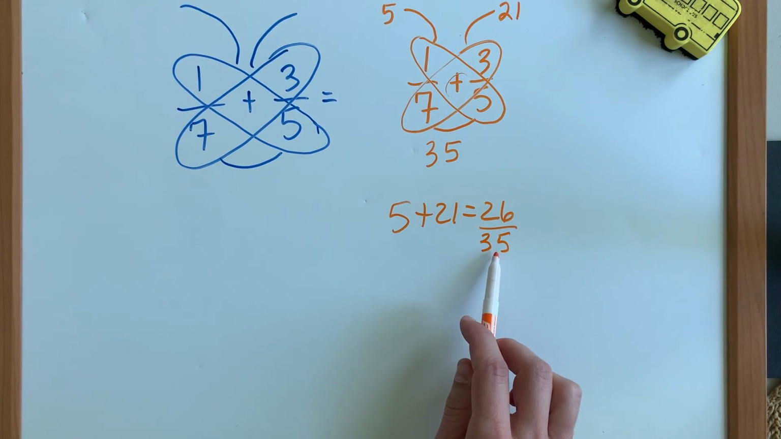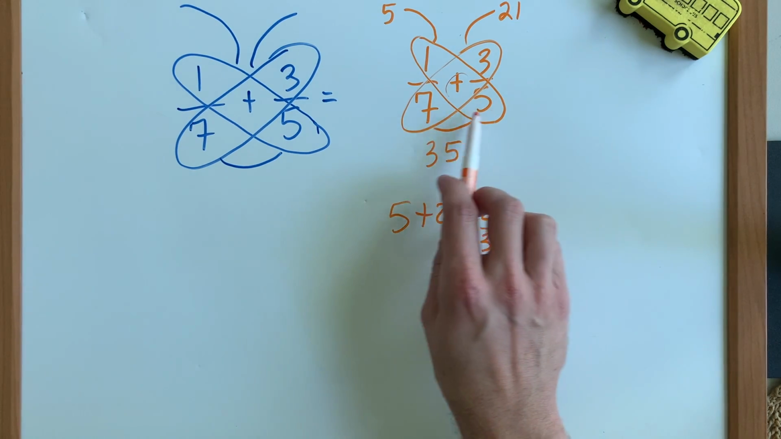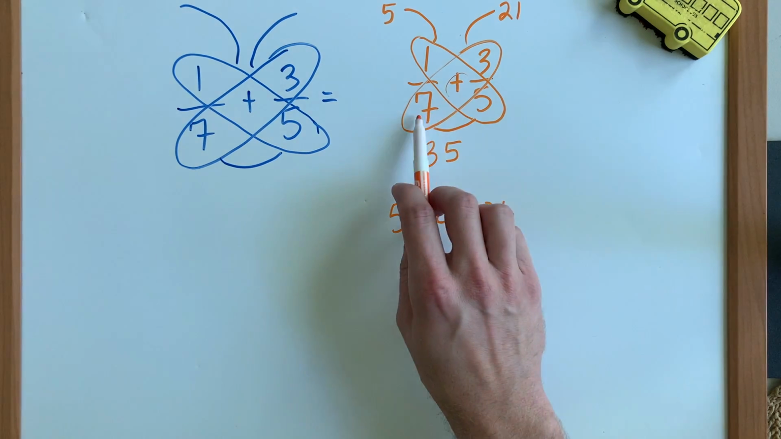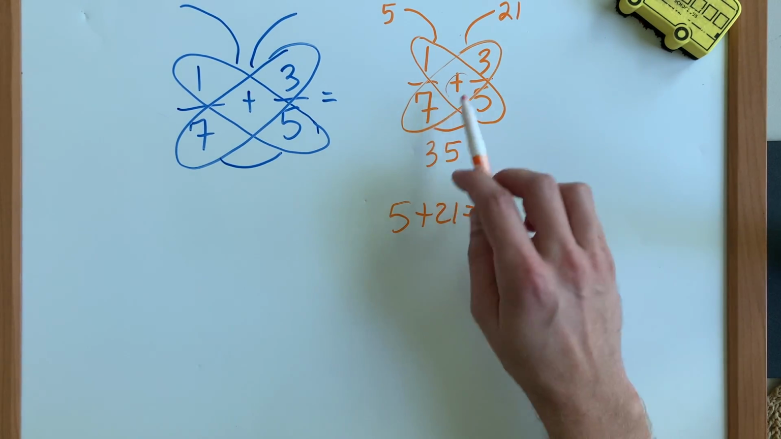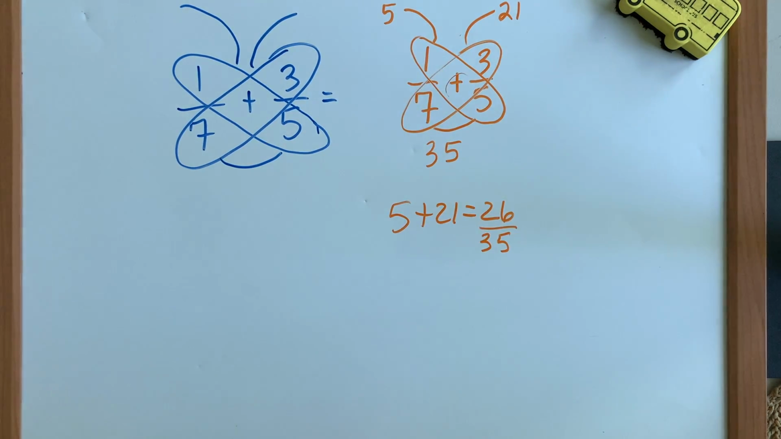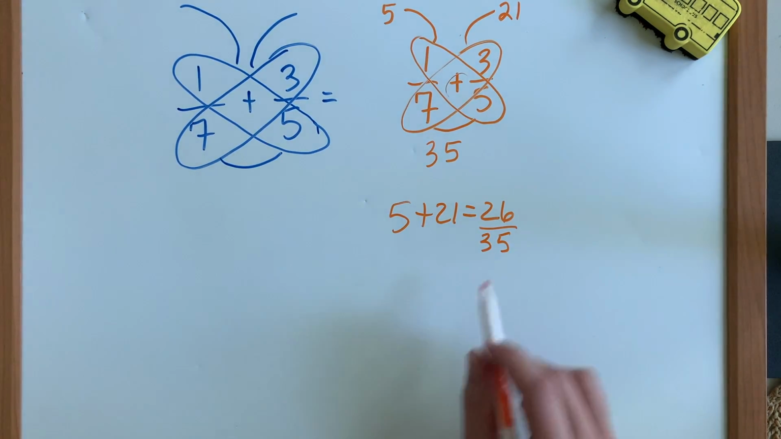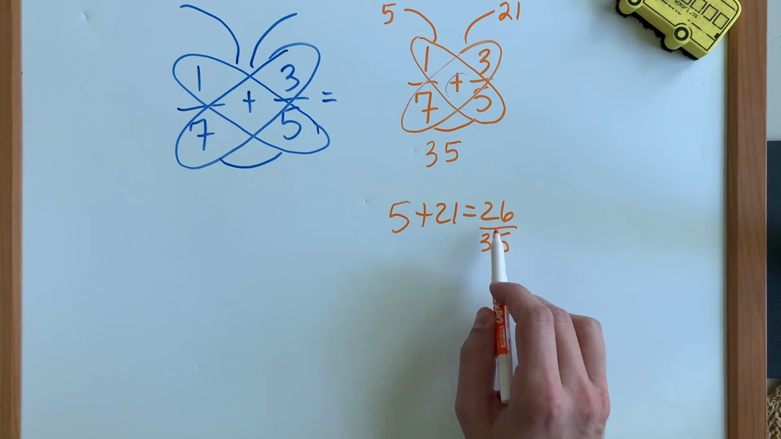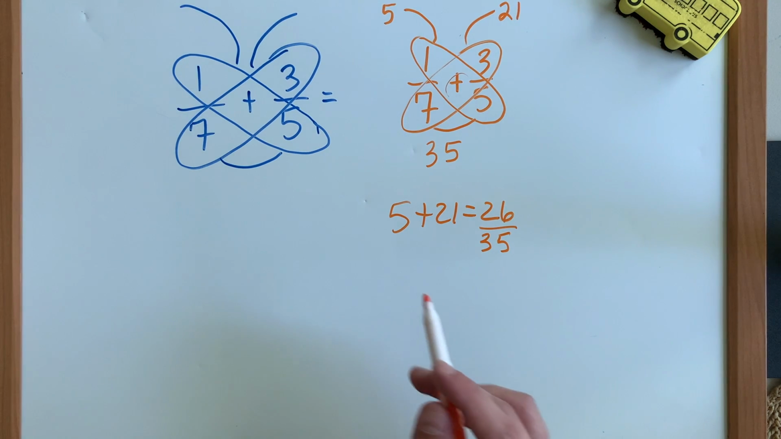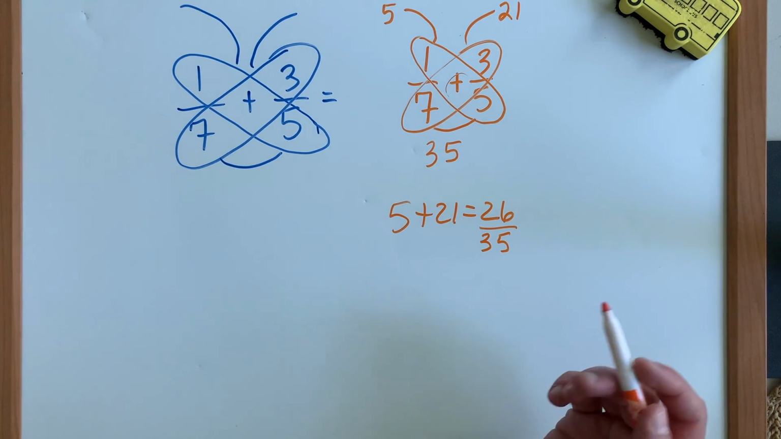So the new denominator comes from multiplying the denominators, and the new numerator comes from adding the two diagonals that were multiplied. Okay? 26 over 35. Now I'm going to leave the answer just like this, and I'm going to show you why this works, because I've done other videos on the least common multiples method, LCM.